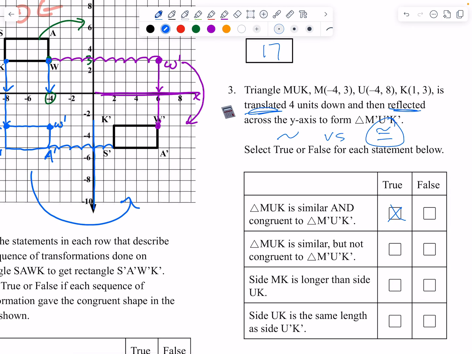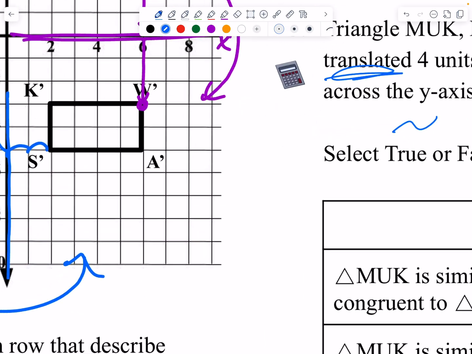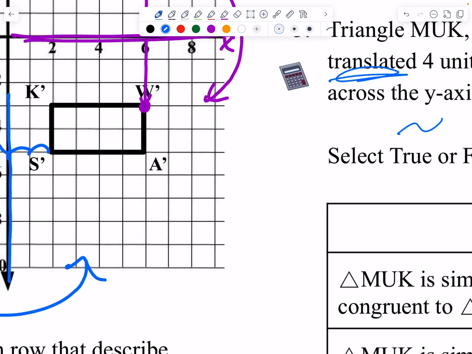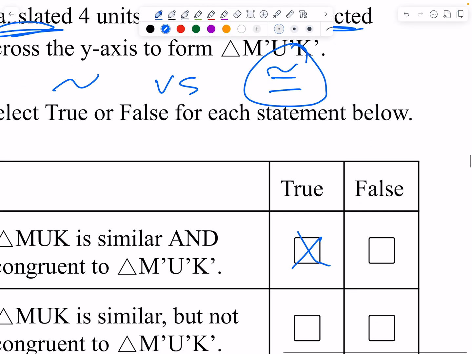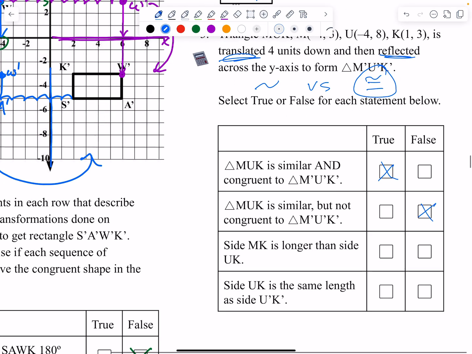So MUK is similar, but not congruent. So if it's similar... no, okay, we just said it is similar and congruent. So that one is false. Side MK is longer than UK. Side UK and U'K' are the same. Yes, I know that for sure because I said it's the same triangle. The ones that are weird are these two because I don't know how long those are.